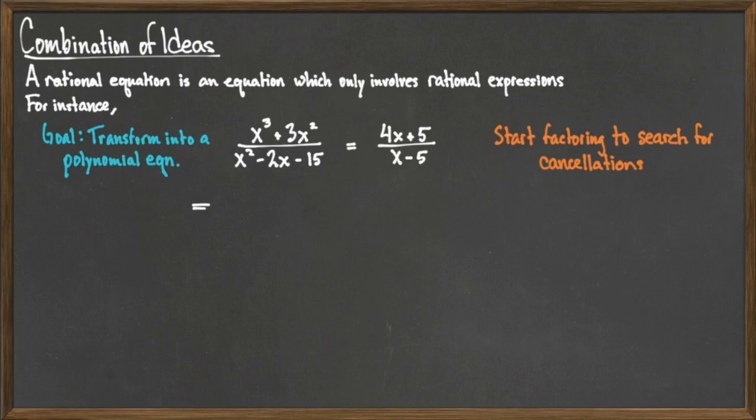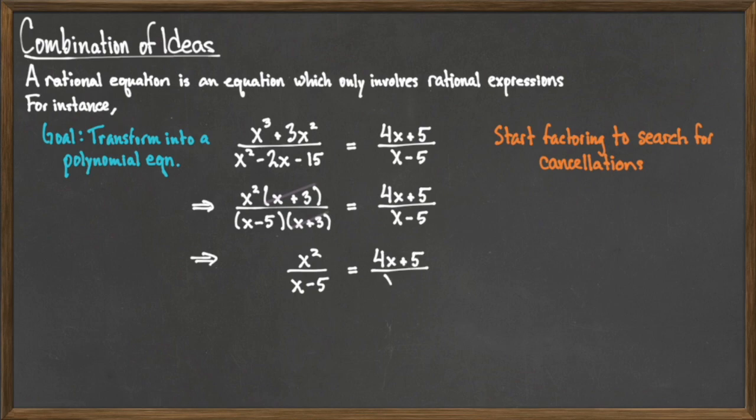So first, let's factor the left and the right-hand side of the equation. The left-hand side numerator factors with the GCF method, and the denominator factors with the AC method. The right-hand side, however, doesn't factor at all. But I can automatically see that I have, on the left-hand side, 2 copies of x plus 3 in the numerator and denominator. So I can go ahead and cancel those out. And what I'm going to get as a result is x squared divided by x minus 5 equals (4x plus 5) divided by x minus 5.